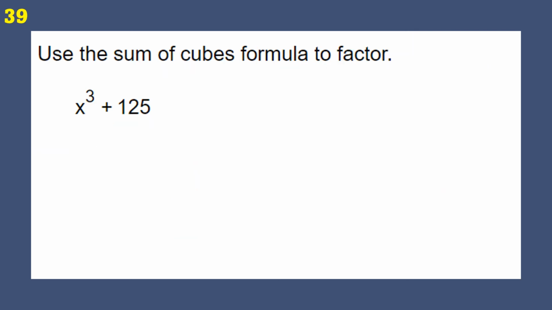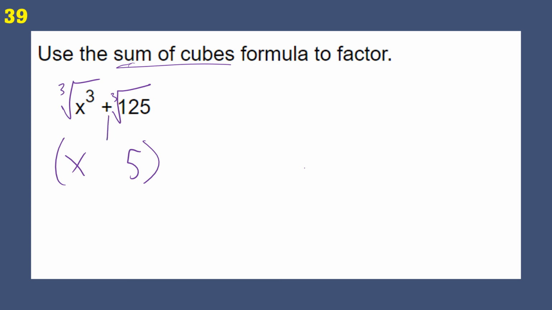This is a binomial, and it actually straight up tells us to use the sum of cubes formula. So first off, that means we're going to need to figure out what the perfect cubes are in this problem. So I'm going to cube root the first thing and cube root the second thing. What's the cube root of x cubed? It's just x. What's the cube root of 125? It's just 5.